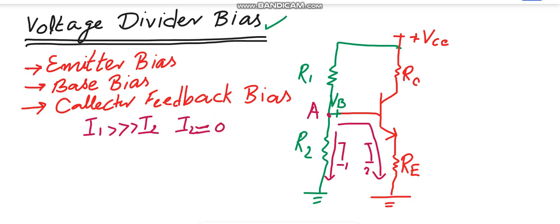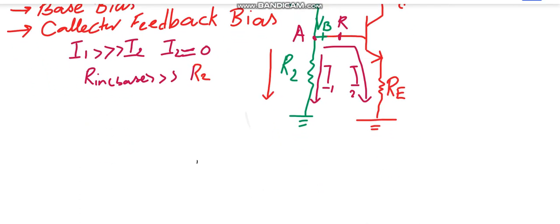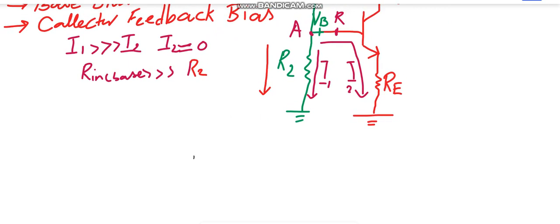This condition can be met when we make sure that R in base, which is the resistance looking into the base of the transistor, is very large as compared to R2. Then obviously the maximum current will take the low resistive path, so the maximum current will flow through the resistor R2, and hence we will be able to develop the voltage at the base terminal, and the loading effect of the transistor will be ignored.